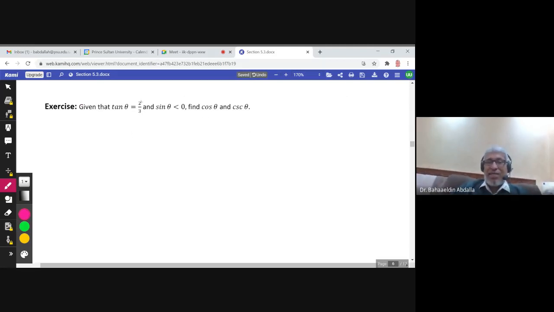Another example. Tan theta is positive. If tan theta is positive, then theta is here or here. Sine theta is negative. If sine theta is negative, so we are here or here. So the only quadrant that satisfies the two conditions is quadrant 3. So theta in this question is in quadrant 3. In quadrant 3, x is negative and y is negative.